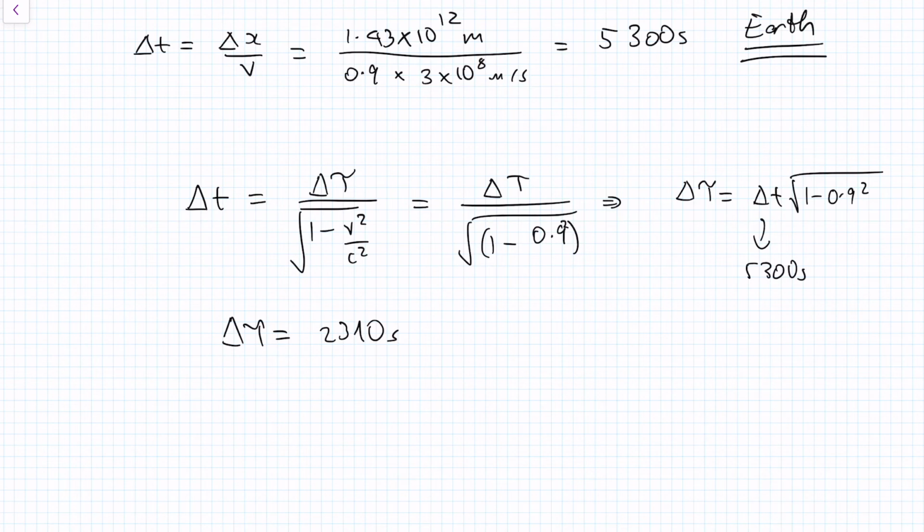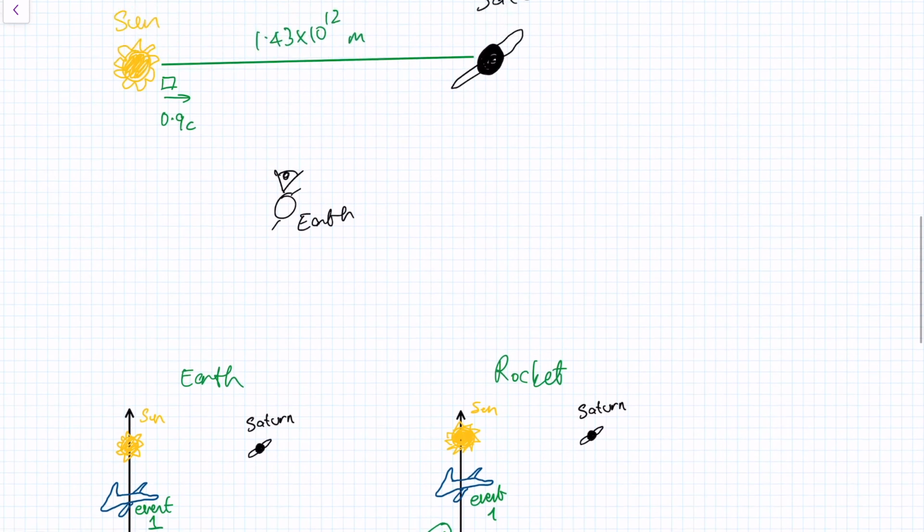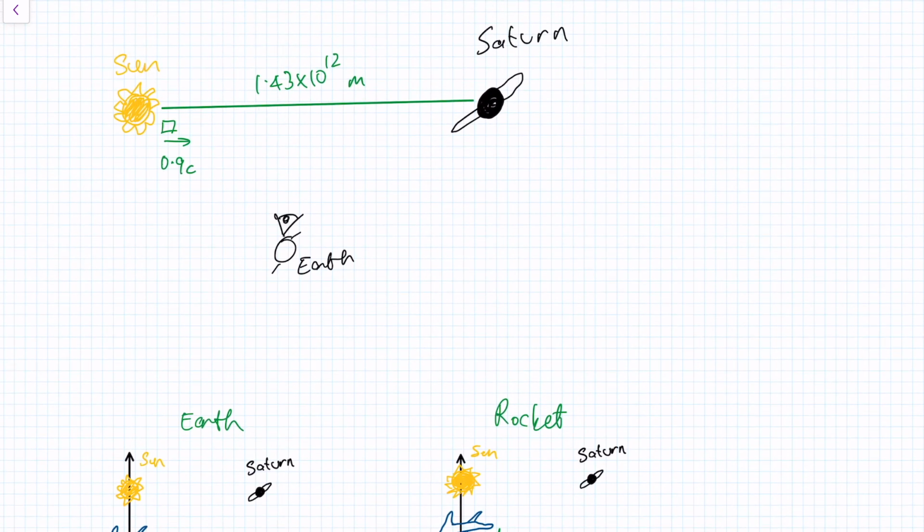But one thing we need to bear in mind is that this is an oversimplified situation. The light would take some time to reach Earth from the Sun and Saturn. So the real values would be different, because we have to take into account the fact that the light we see there will take some time to reach us, but we're just ignoring that, okay?